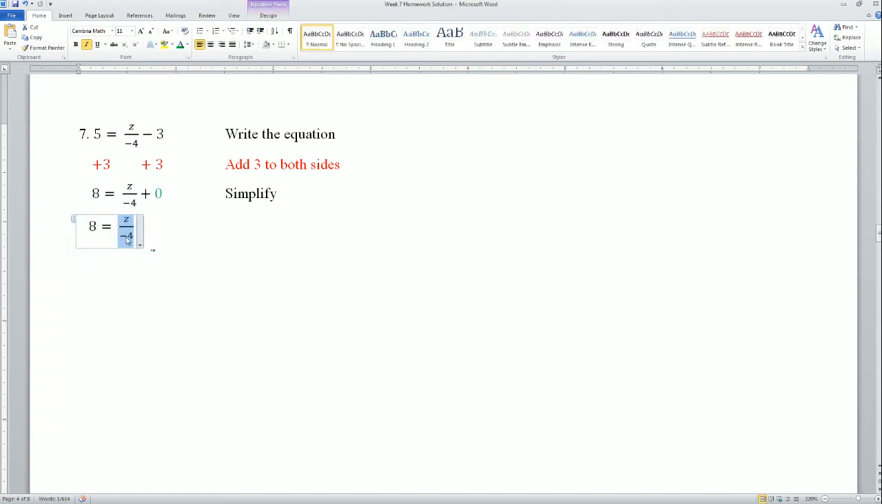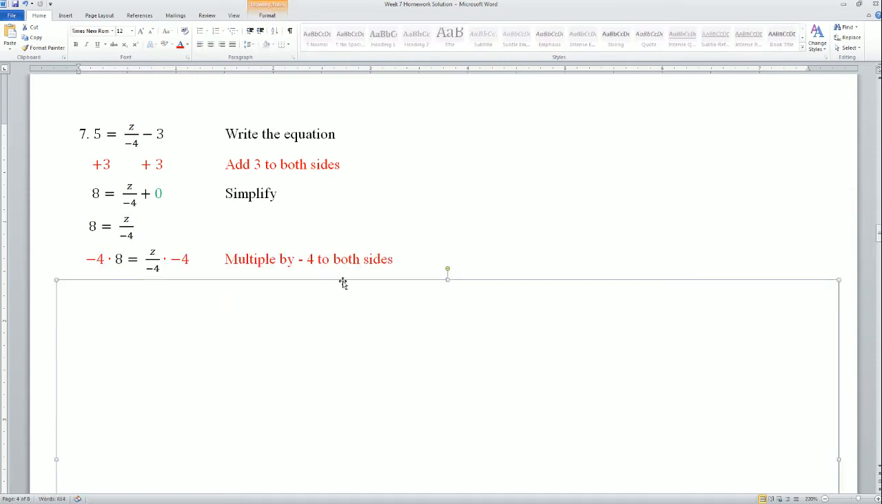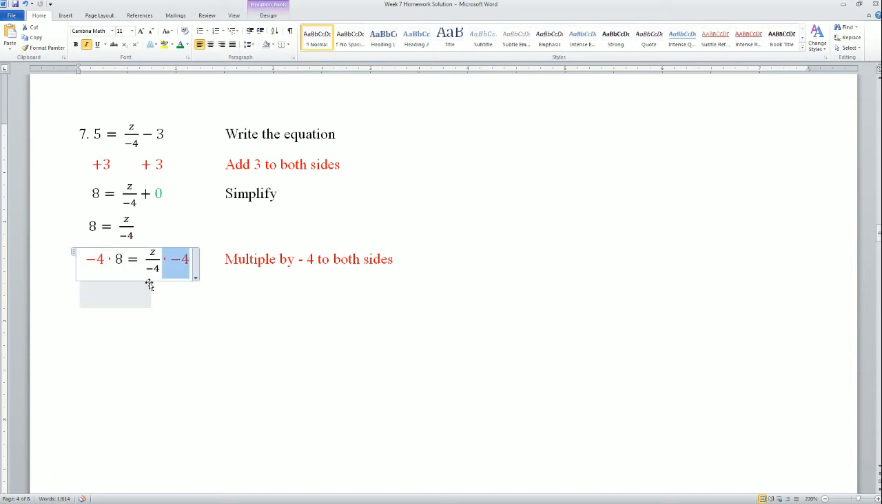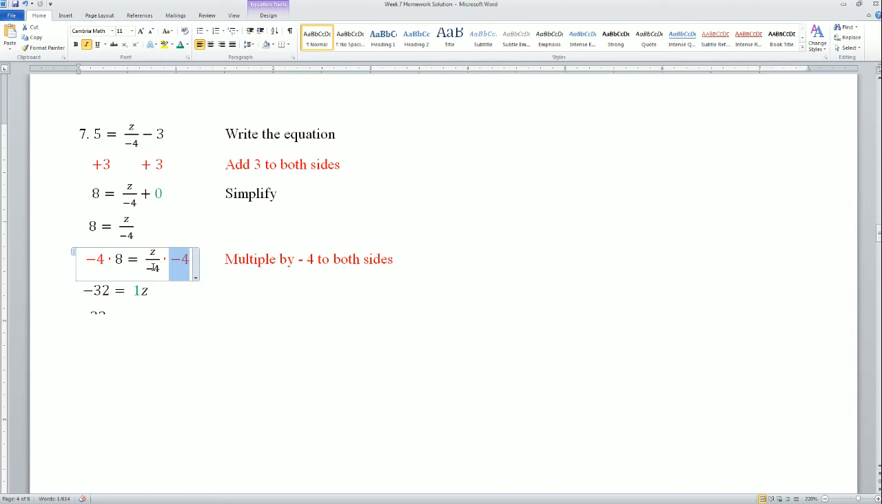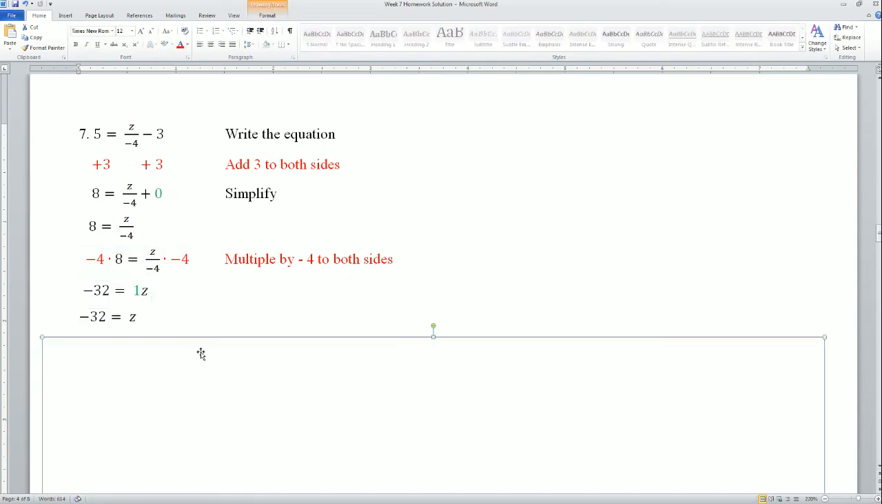So now you want to deal with this divide by negative 4. What is the inverse of divide by negative 4? Multiply by negative 4 to both sides. So what are you left with on the left hand side? 8 times negative 4 is negative 32. On my right hand side, negative 4 divided by negative 4 just gets you the 1. Remember, when the top of the fraction is equal to the bottom of the fraction, that just gets you 1. That's what happens when you do the inverse. So again, z is equal to negative 32.